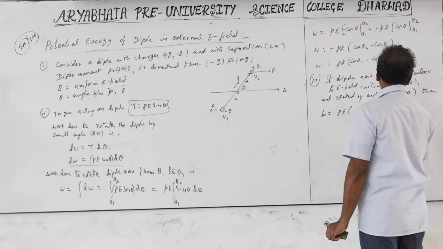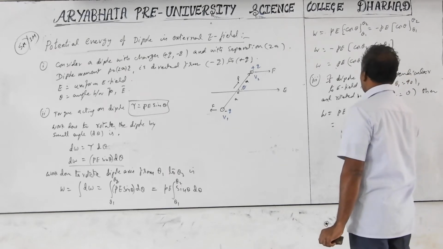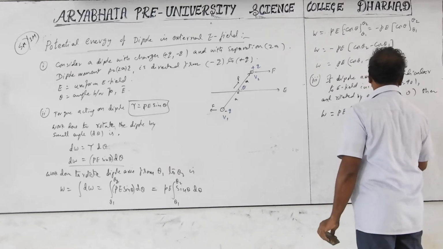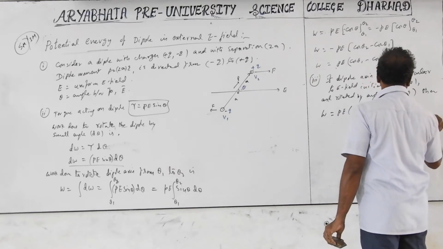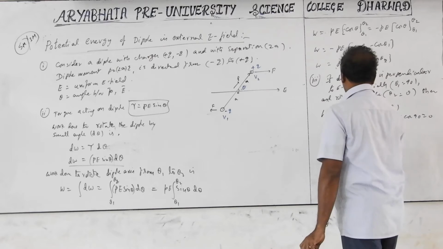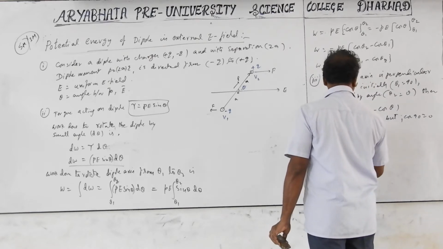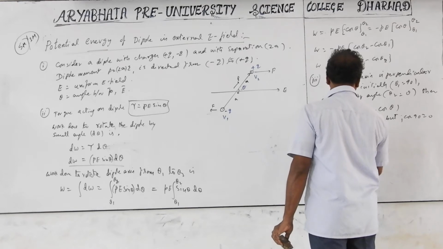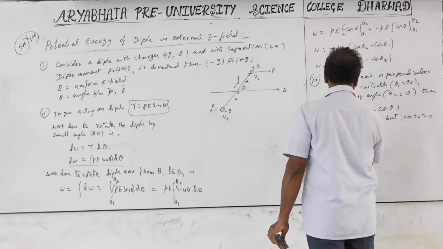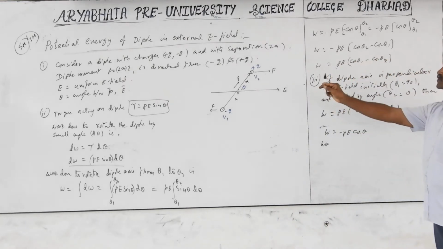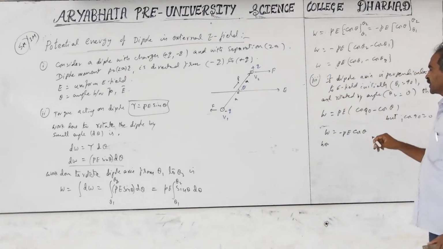minus cos theta 2. Cos 90 is 0. Therefore, we get that relation as W equal to PE, and only cos theta 2 remains, which is nothing but potential energy. Here we are taking a single angle, from 90 degrees to some other angle. So the initial value you are taking is 0.